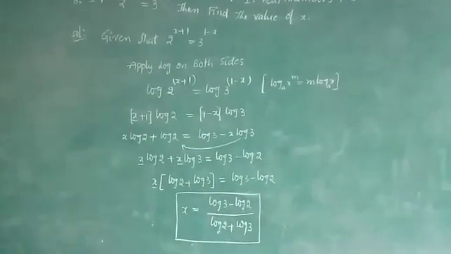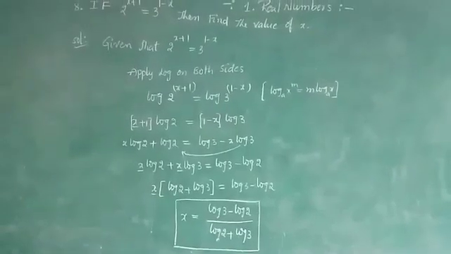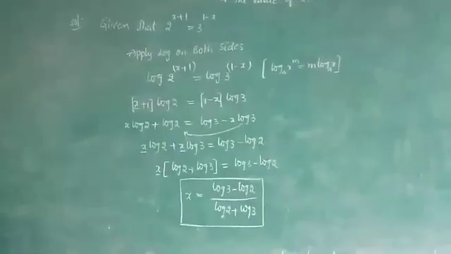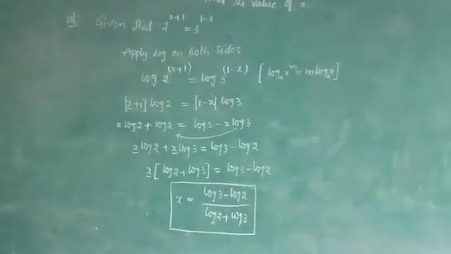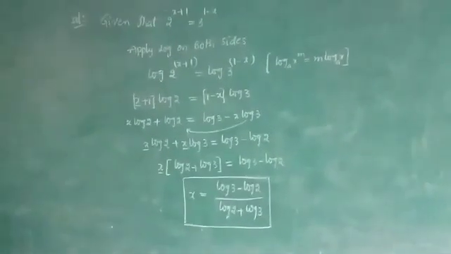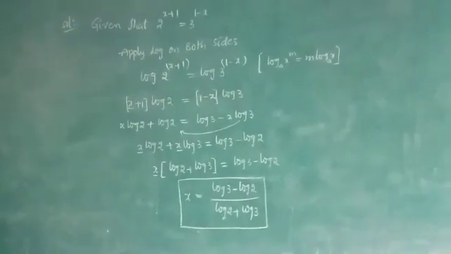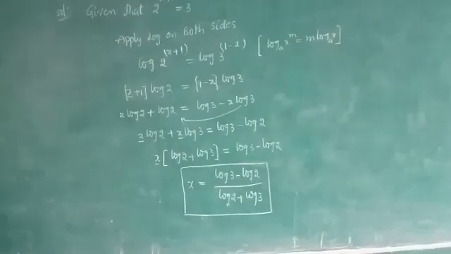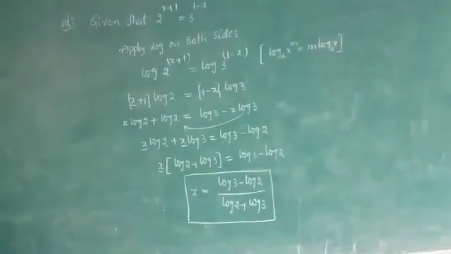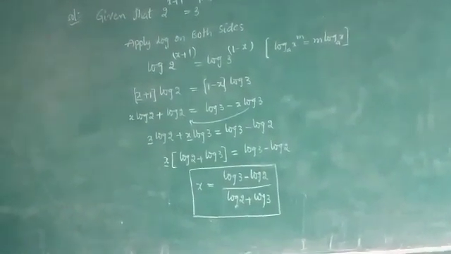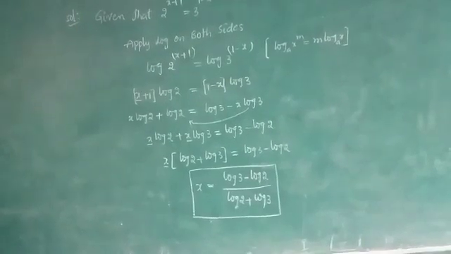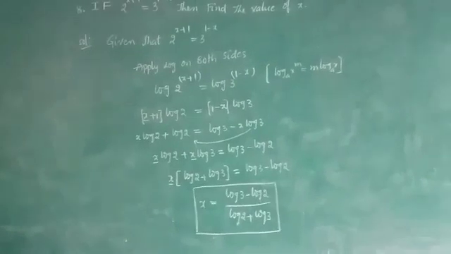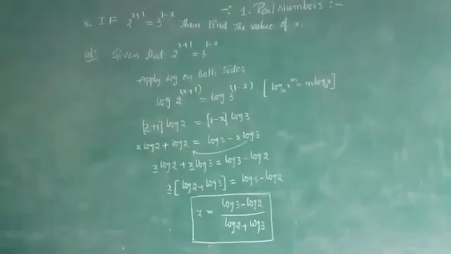Given that 2 to the power of x plus 1 is equal to 3 to the power of 1 minus x, apply log on both sides. After applying the log, we are applying the power rule. Power rule multiplication: x log 2 plus 1 log 2 equals 1 log 3 minus x log 3. Then x log 2, you are transposing that minus x log 3 from there to here. So concentrate on this problem, it's easy for you. Then the 8th one.